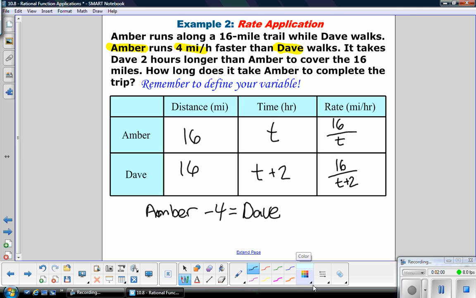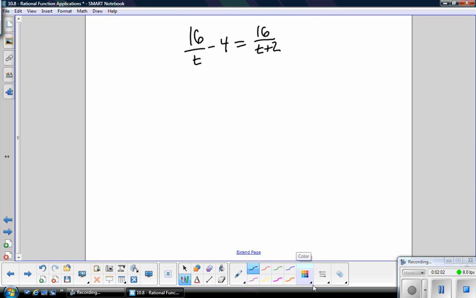I'm going to solve it on the next page. Okay, so now to solve this, I plugged in Amber's rate, I plugged in Dave's rate. So I need to multiply by the common denominator on both sides, which is t times t plus 2.